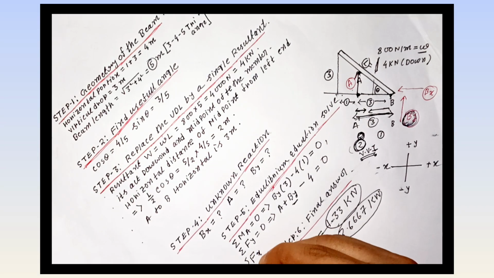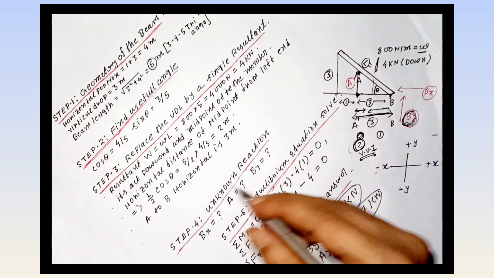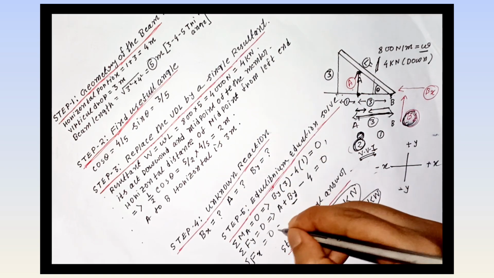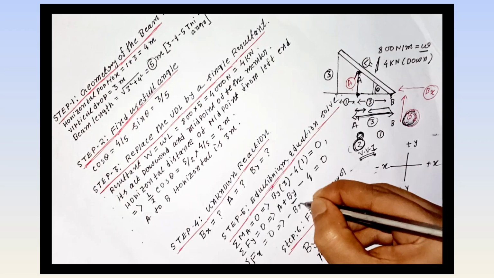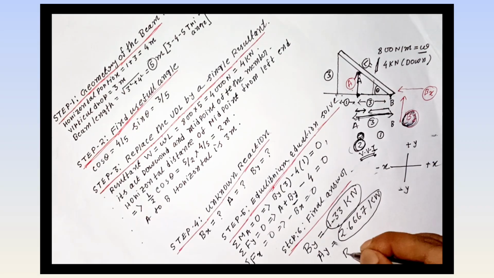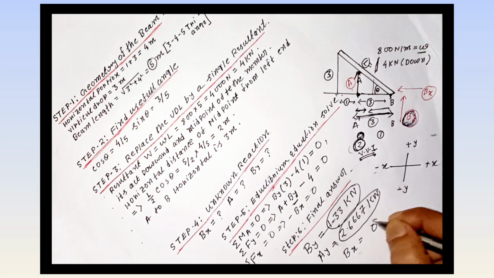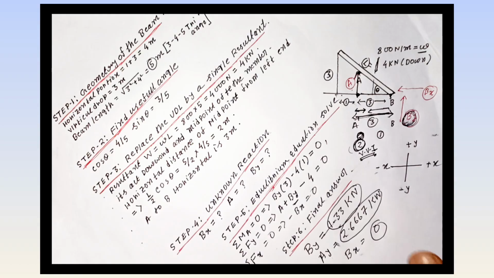Now for x. Summation of Fx equal to 0. Here only one force, only Bx. Negative, left side, negative x axis, so minus Bx equal to 0. So obviously Bx value is 0. This is our final answer: Bx 0, A 2.667, and By 1.33 kilonewton.